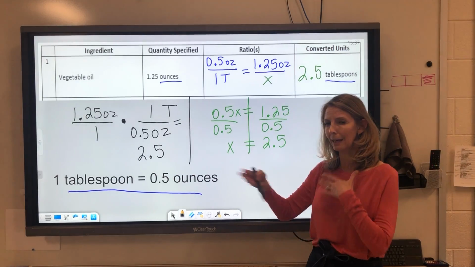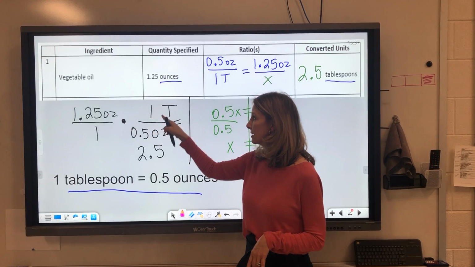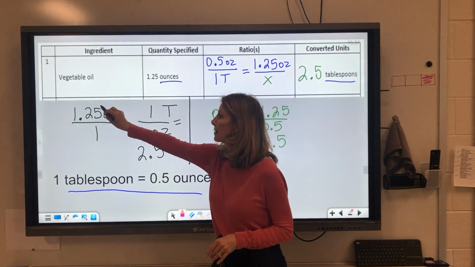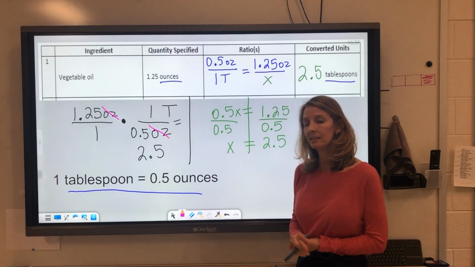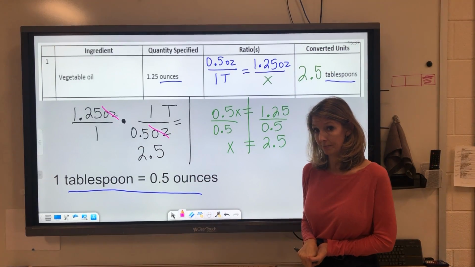Now let's talk about these labels here. Notice I had ounces and tablespoons. I just had a 1 here, no label, and ounces. These cancel each other out. What is the only label you are left with here?